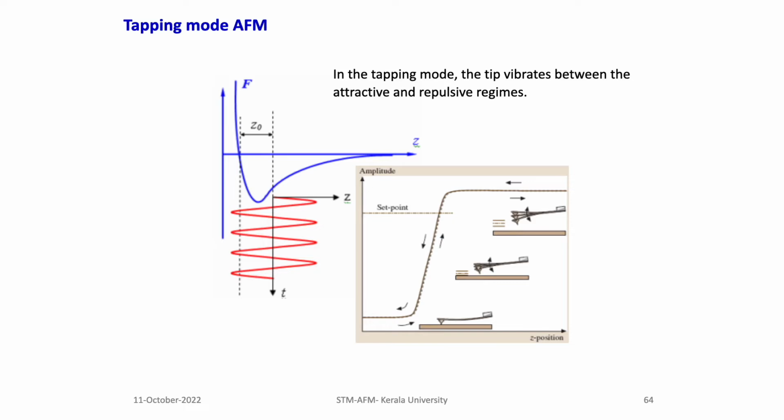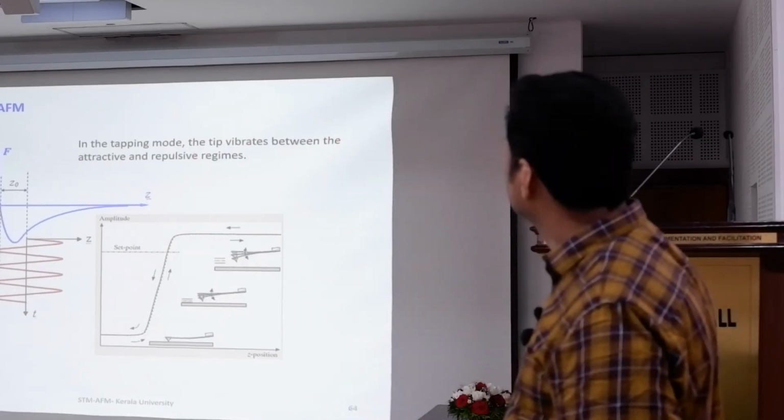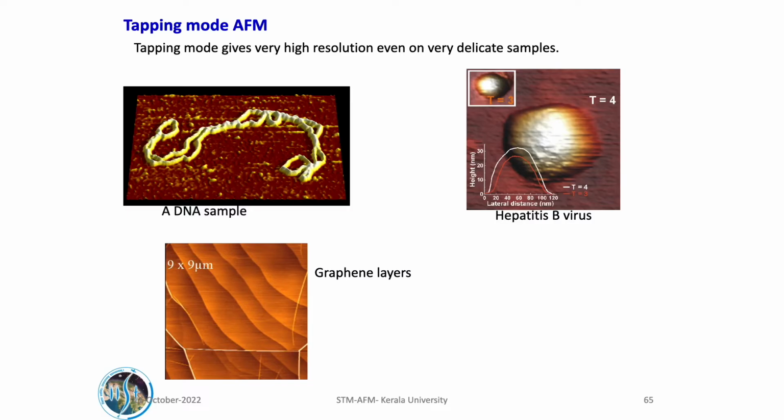It comes into contact, goes away, comes into contact, goes away, like that. So it doesn't really snap into contact. It just taps and gets away. You can see an example here. This is a DNA sample. This is tapping mode. You see very good resolution we can get.